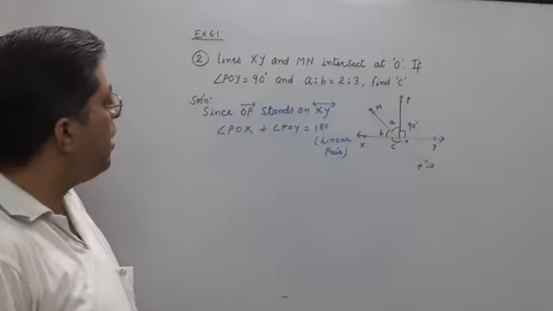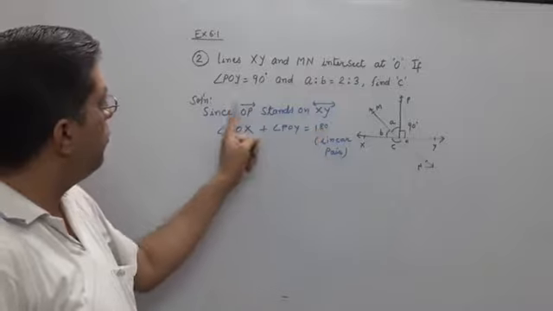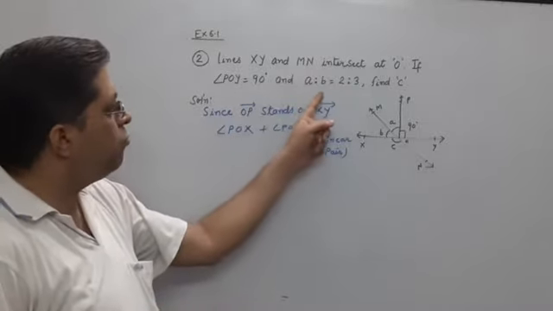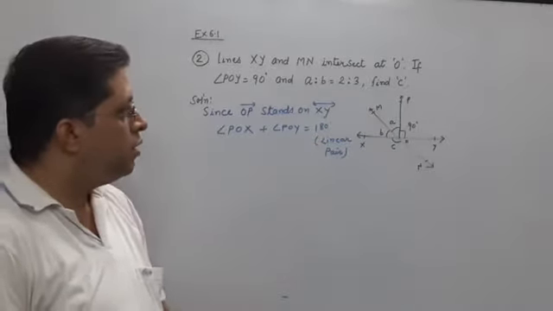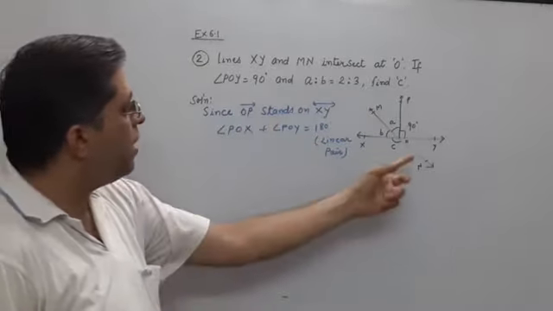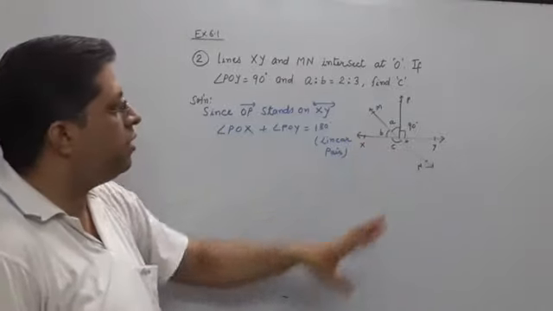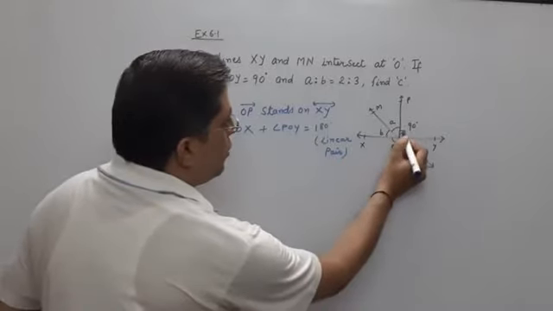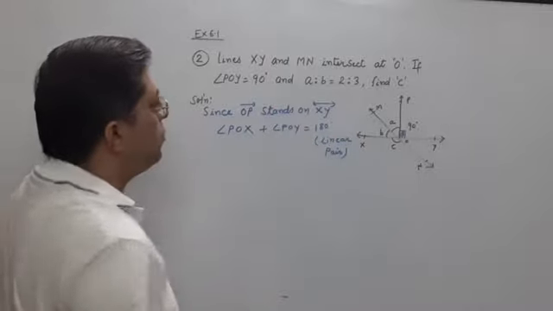Lines XY and MN intersect at O. If POY is equal to 90 degrees and A ratio B is equal to 2 ratio 3, you have to find C. Okay, what is given? XY and MN, these are two lines intersecting at point O. Okay, one angle is given to you as 90 degrees. And A ratio B is given to you as 2 ratio 3.